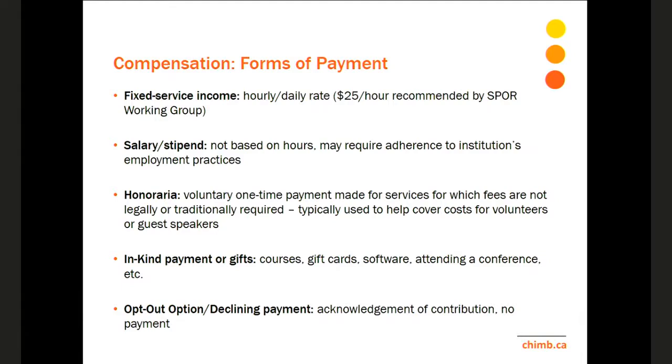In-kind payment or gifts. Some patient partners may prefer not to receive cash, so gift cards, perhaps attendance at a workshop or at a course for professional development might be more appropriate, or donation to a charity of their choice, even something like software, like Microsoft Office, as compensation. And then, of course, there's always the option for somebody to opt out or decline depending on their own preferences, their financial circumstances. But ultimately, this really needs to be the decision of the patient partner, and we're just giving them options, right? And trying not to influence.